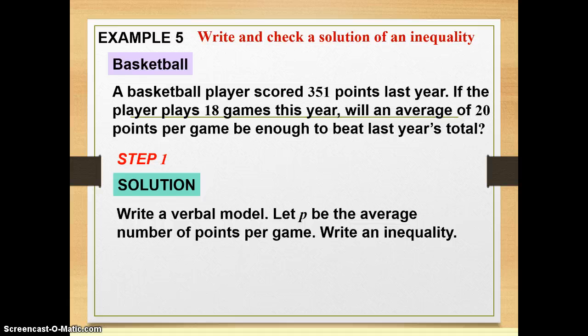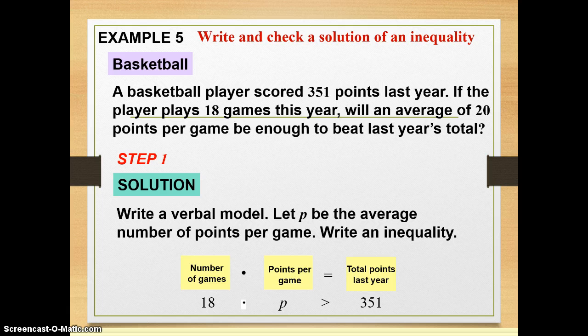The first step in solving this is to write a verbal model. We will let P be the average number of points per game. Let's write an inequality. The number of games times the points per game will equal total points last year. Therefore, 18 times P is greater than 351.